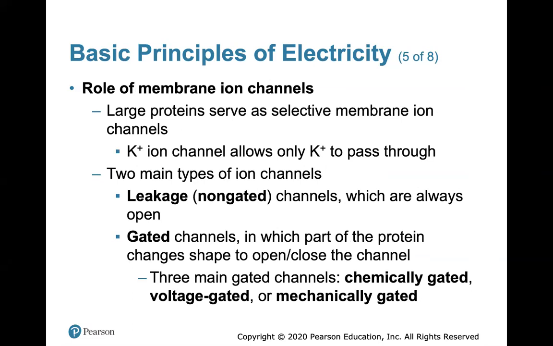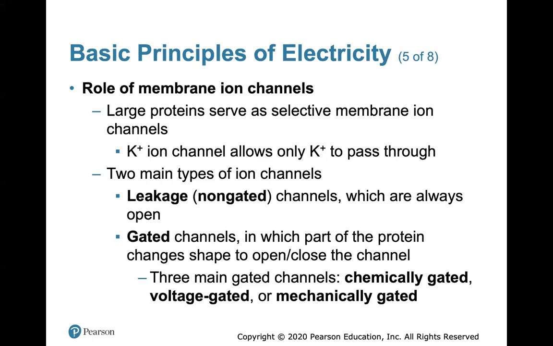The role of membrane ion channels is incredibly important in the neurons. These are large proteins that serve as selective membrane ion channels. Potassium channels only allow potassium to pass through, and sodium channels only allow sodium to pass through. There's two main types of ion channels. They can be leakage channels, which are always open, they're non-gated, or we have gated channels in which part of the protein changes shape to open or close the channel.